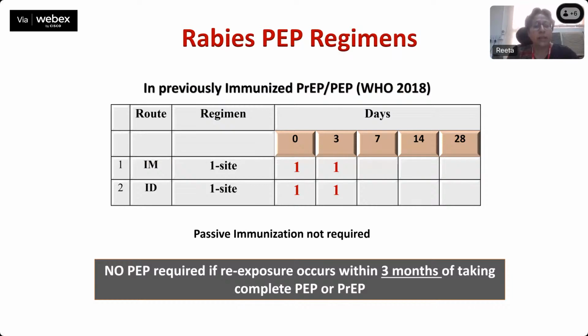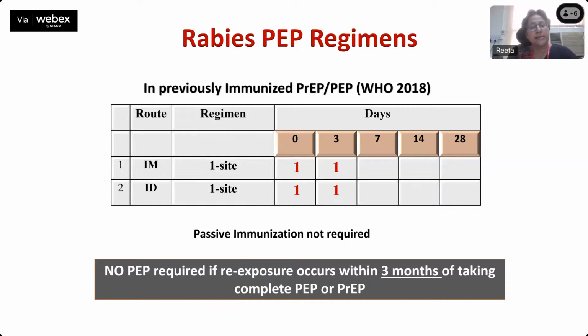Next slide, please. Now, in patients who have taken a complete regimen of either post-exposure or pre-exposure prophylaxis, but if they get a re-exposure, what is the regimen? Now, remember, if anybody gets a re-exposure and they have taken either a full course of post-exposure or pre-exposure within 3 months of the current exposure, then they do not need any post-exposure prophylaxis, just wound washing. But if the re-exposure has happened beyond 3 months of taking a PrEP or a PEP, then they require only 2 boosters on day 0 and day 3, either by the intramuscular or the intradermal route. And both these doses are single site doses.